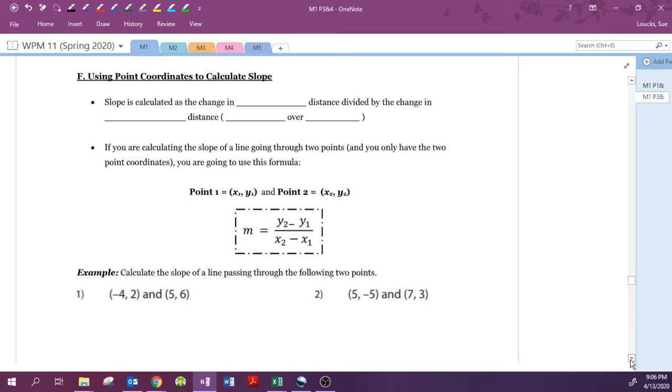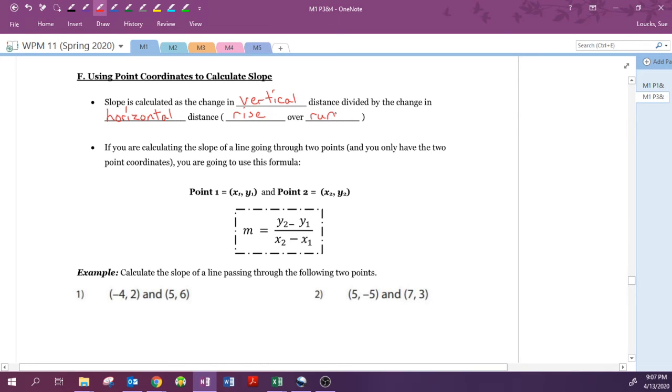Okay, we're now on page 28, looking at using the point coordinates to calculate slope. Now, slope is calculated as the change in vertical distance divided by the change in horizontal distance, which we refer to as rise over run.